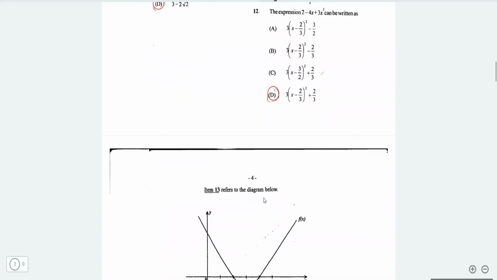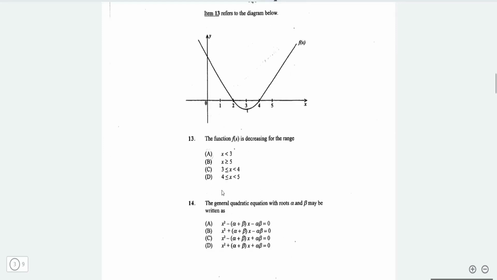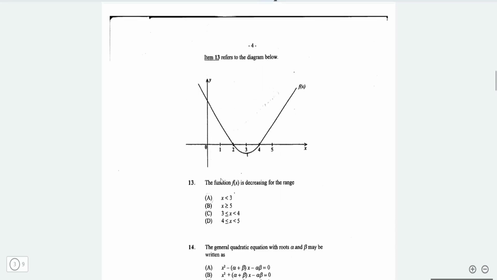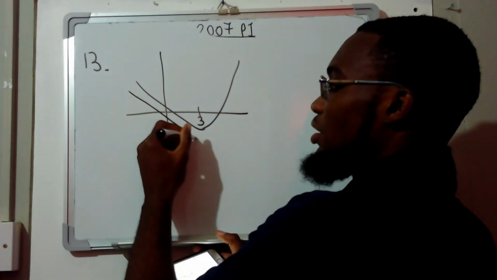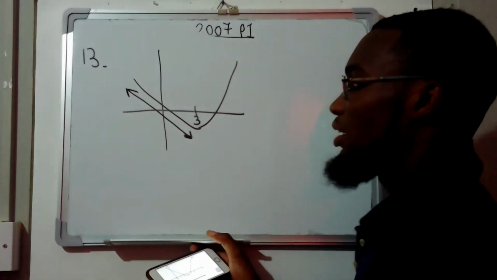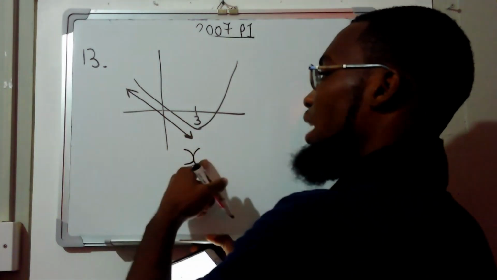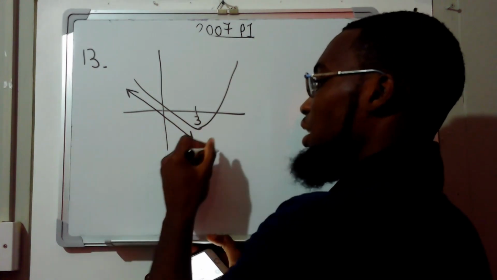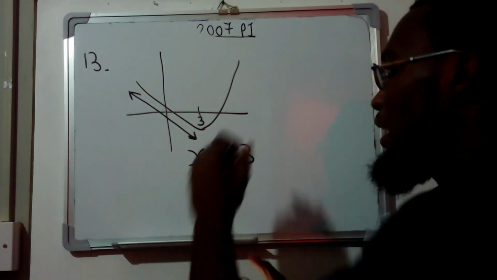Question 13 says, where is the function decreasing? So they give us a quadratic. This is what they give us, and they ask, where is the function decreasing? The function is decreasing all over here, so where the gradient is negative. So the gradient is negative when x is less than 3. That's option A.